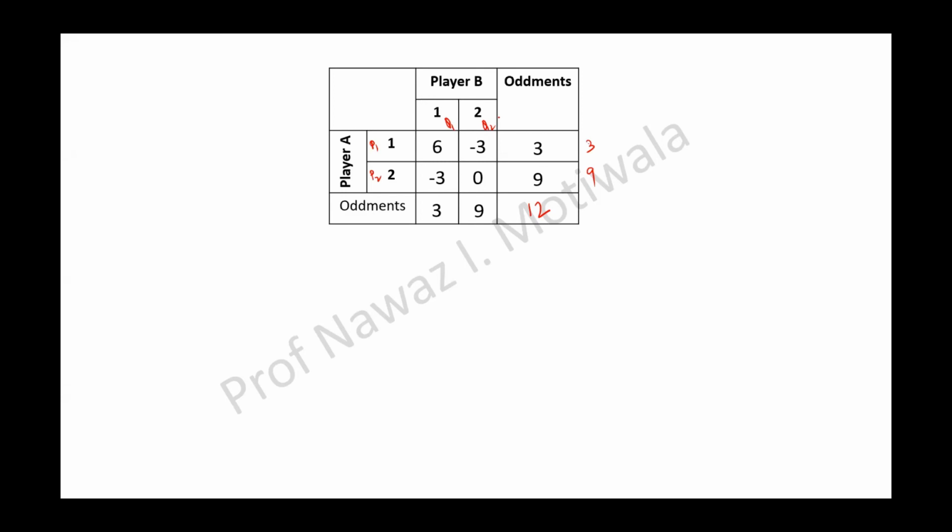It's just a revision of what we have already seen. P1 is coming 3 times out of 12. So I will write 1 by 4. Simple. 3 by 12, it will be 1 by 4. So if P1 is 1 by 4, what will be P2? 1 minus 1 by 4, that is 3 by 4.